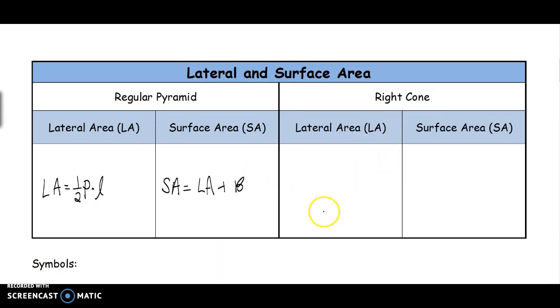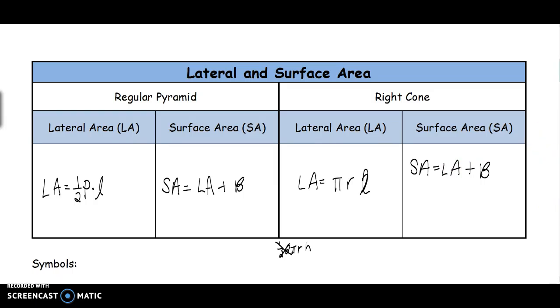For our cone, the lateral area is pi r l, so pi times the radius times our slant height. I know lateral area in our cylinder was 2 pi r h, which is our circumference. If we were to multiply this by the half like we did here, our 2 and our half cancel, and that's where we get our equation. For surface area, it is lateral area plus our base. And again, we only have one base.